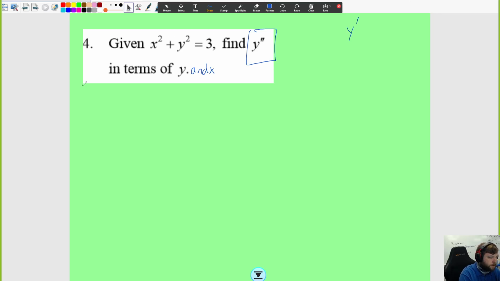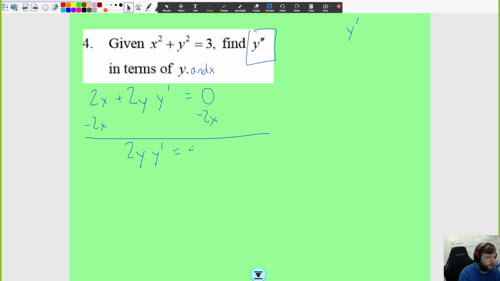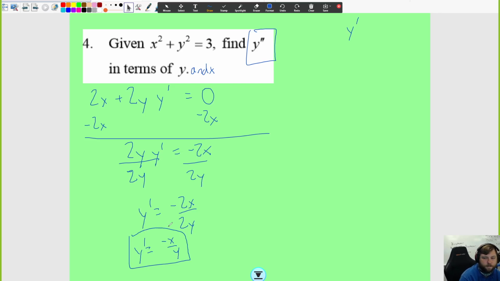x squared plus y squared equals 3. We derive that and get 2x plus 2y y prime equals 0. So the first thing we want to do is isolate that y prime. I'm going to subtract 2x on both sides. 2y y prime equals negative 2x. Divide by 2y on both sides, and my y prime is equal to negative 2x over 2y. I'm just going to say y prime equals negative x over y. That's the start right there.